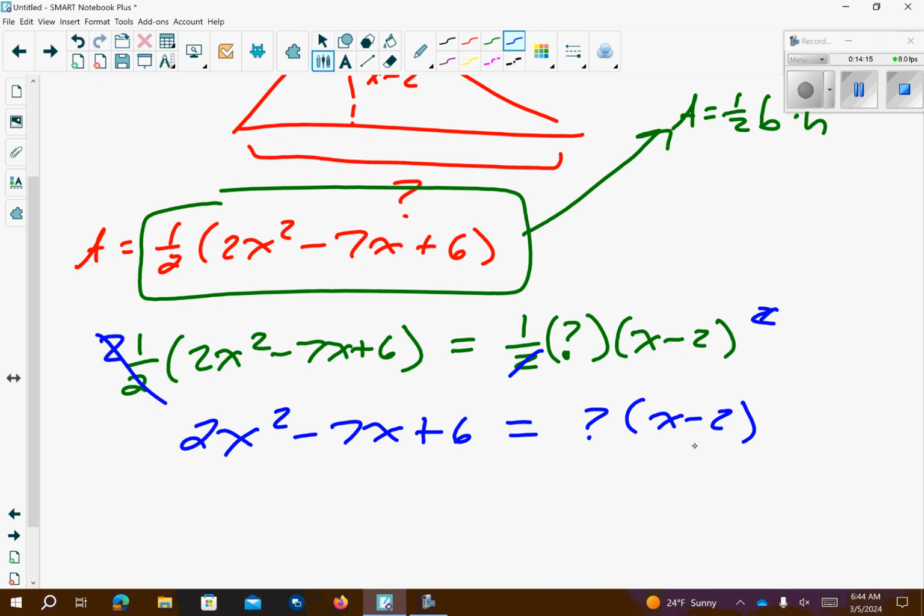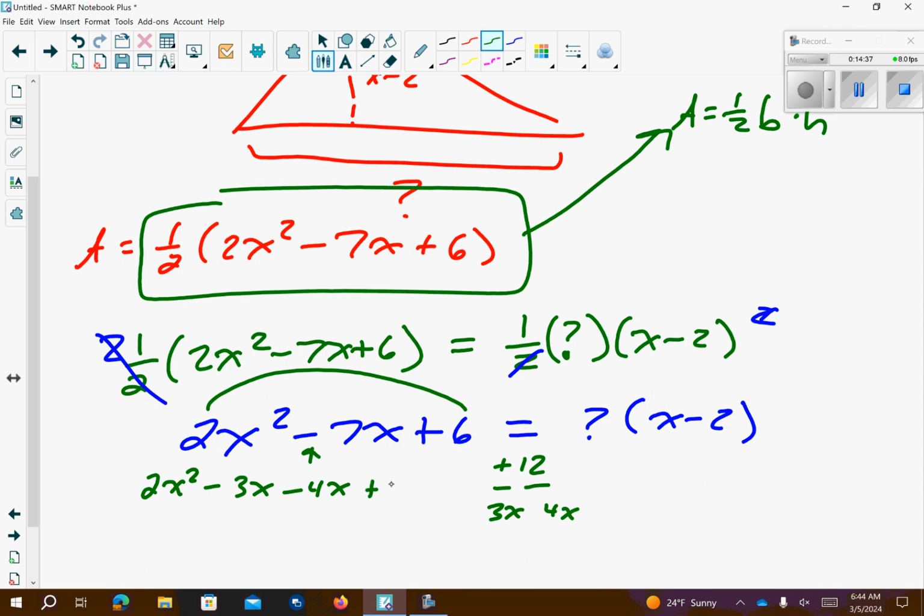I think the only thing I could maybe do here, because it's not going to really make sense otherwise, is try and factor this. So that's going to give me a positive 12. And I have that, so both are negative. So I know it's going to be negative 3x and negative 4x. Okay, plug those in the middle. So I'm going to get 2x squared minus 3x minus 4x plus 6, and that's going to be equal to this.